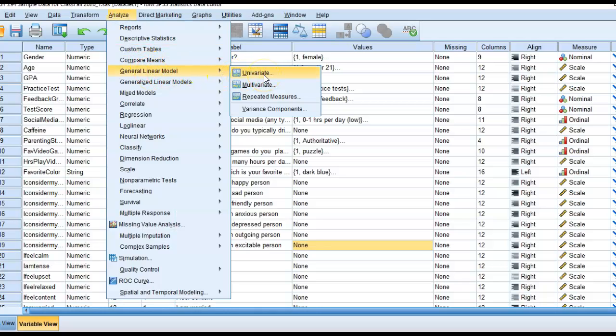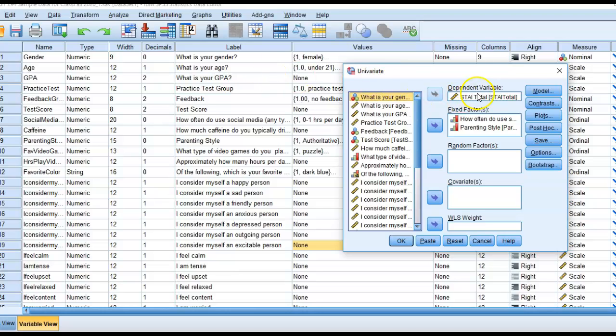I need to run a univariate analysis to get my factorial ANOVA. You will notice from my other screencast that I had just run using some different variables. Here again, my dependent variable is GPA, so I'm going to move that over into the dependent variable place. I'm interested in how often people are using social media, but I'm also interested in gender because I want to see if there's a gender difference there.